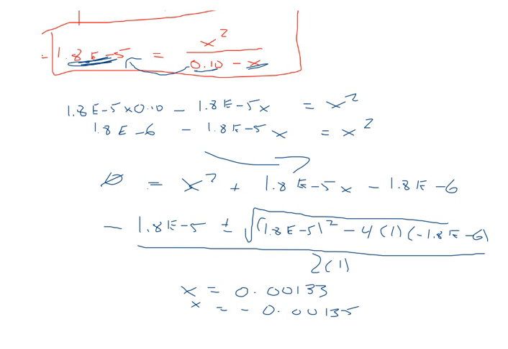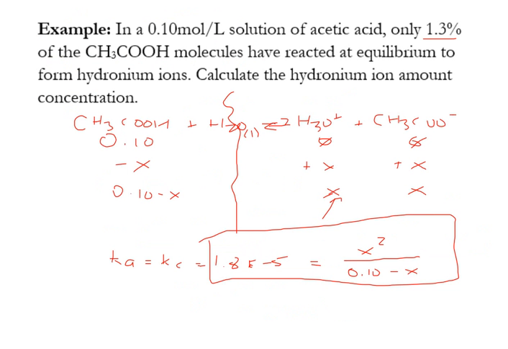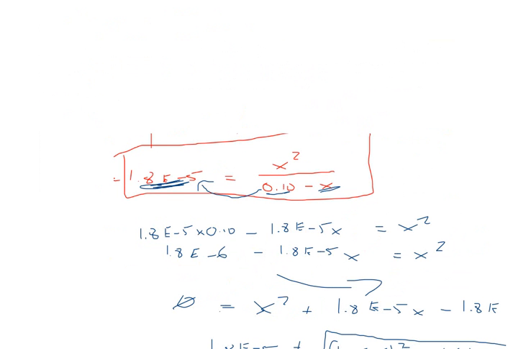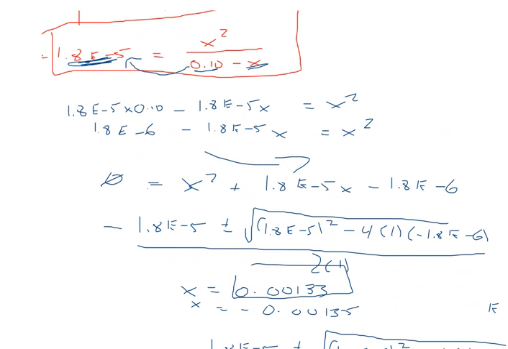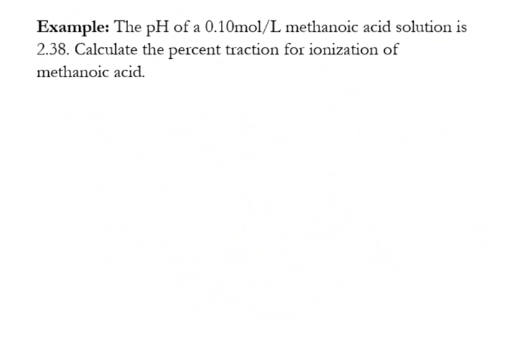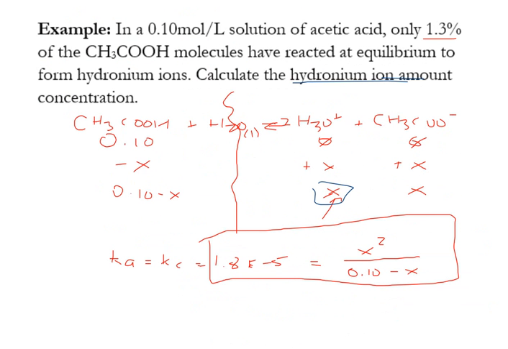I'm going to go back a slide here. It said to calculate the hydronium ion concentration, which is really what X is. And what did we get for X? Well, the only one that really works is this one right here, the 0.00133. So if I go back over here, this number right here must have been 0.00133.